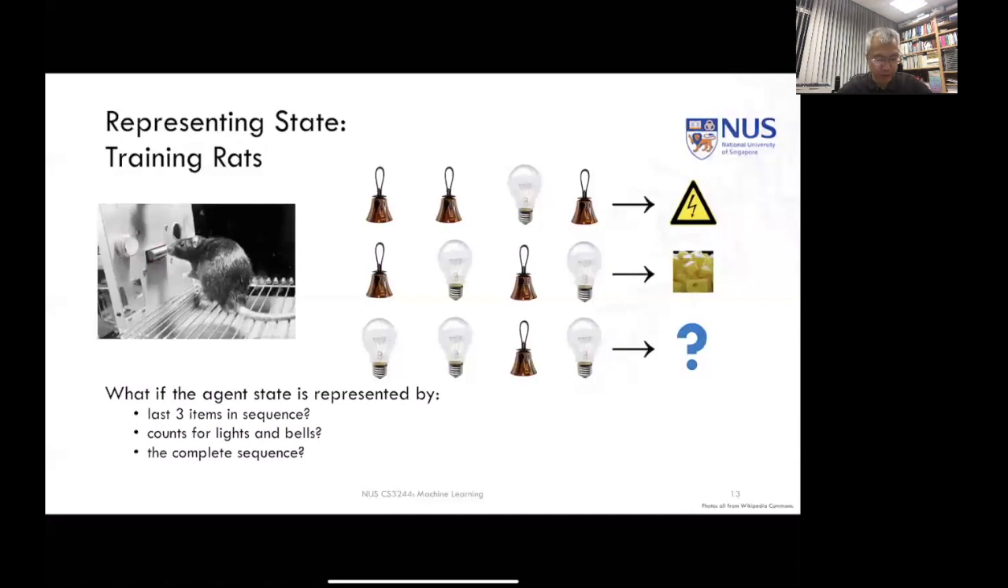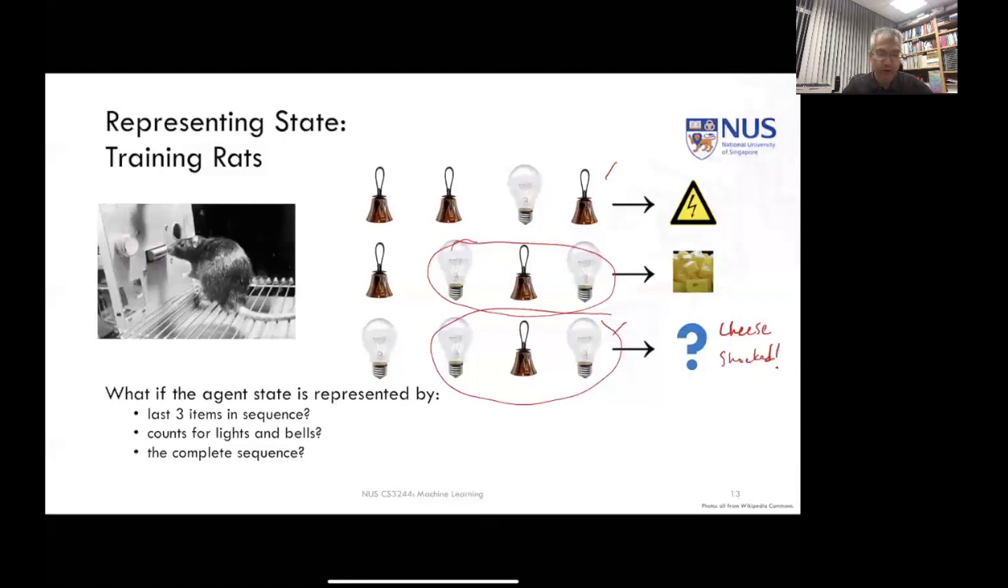So, for example, if it's the last 3 items in the sequence, we could say, okay, the history allows us to discard things beyond 3 time steps, so that we can see here that the second row and the third row contain the same items. So I would expect this question mark to be cheese, right? But what happens if it's the counts for the lights and the bells? For example, here we have an odd number of bells and an odd number of lights. So maybe I would expect to get shocked. Oh no, I certainly don't want that, right?